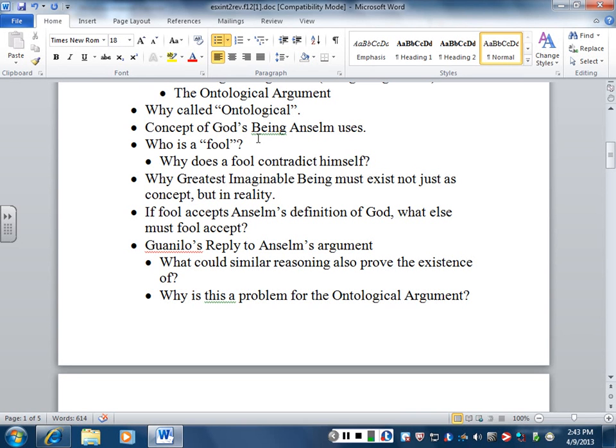So why does he think the fool contradicts himself? Well, the concept of God that Anselm uses to back this up is what? God is that than which none greater can be thought, or the greatest being we can imagine or think of. And again, as even your text points out, sometimes arguments have hidden assumptions.